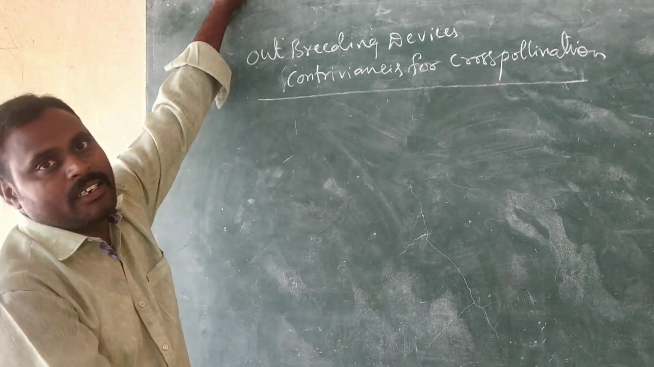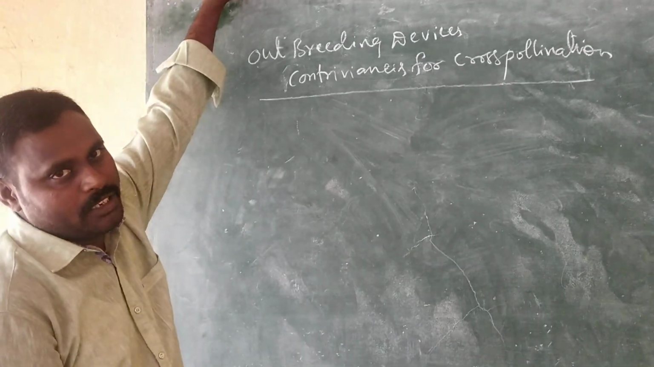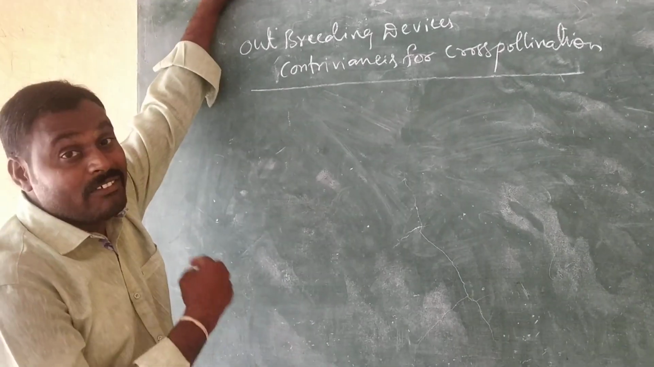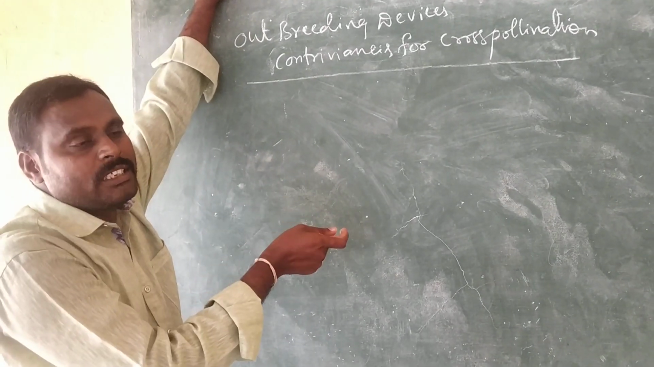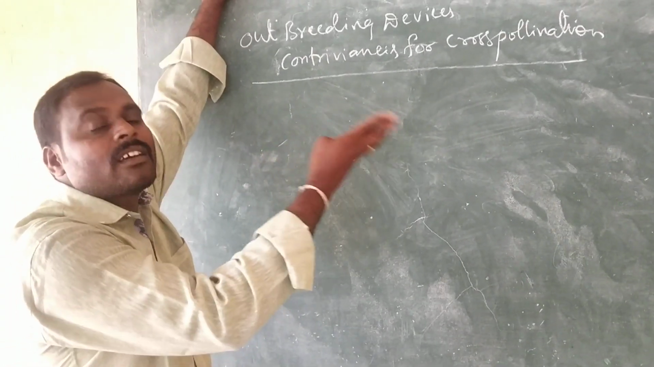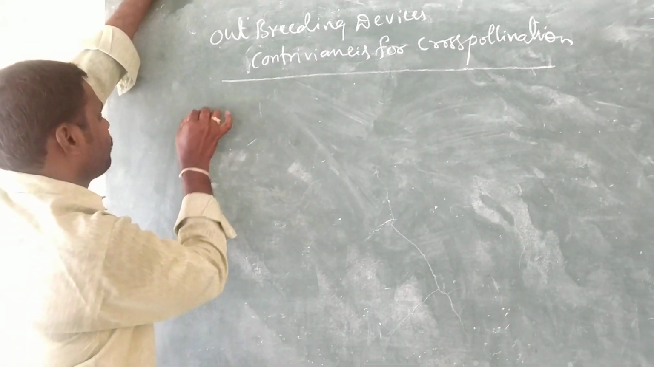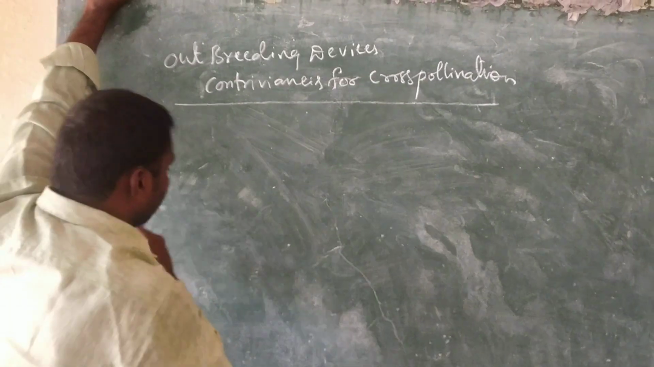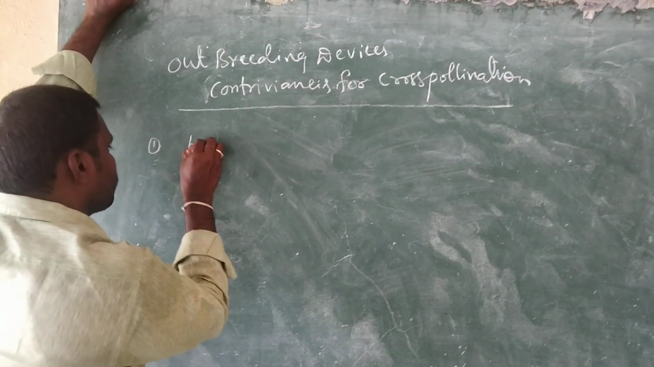For avoiding that condition, the plants develop different devices to avoid self-pollination and encourage cross-pollination. There are different types. What are those different types? The first one is dichogamy.